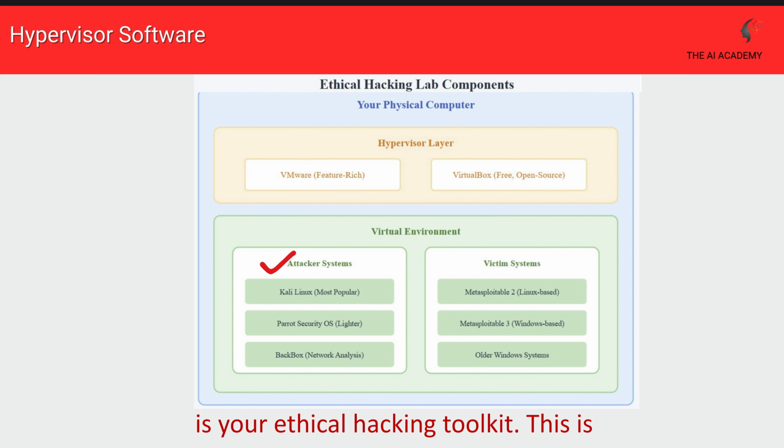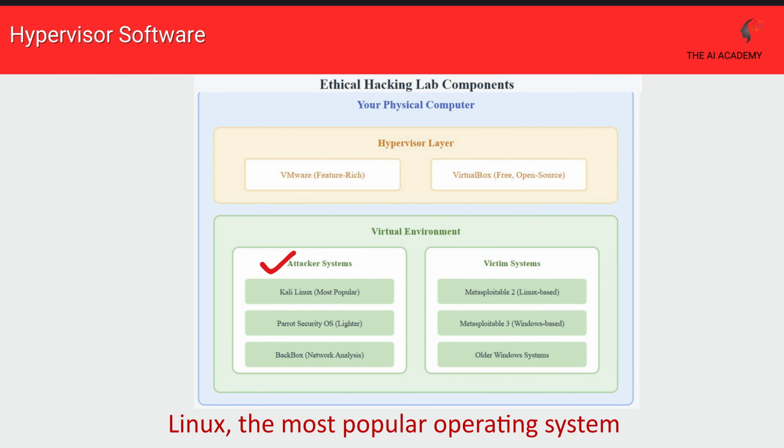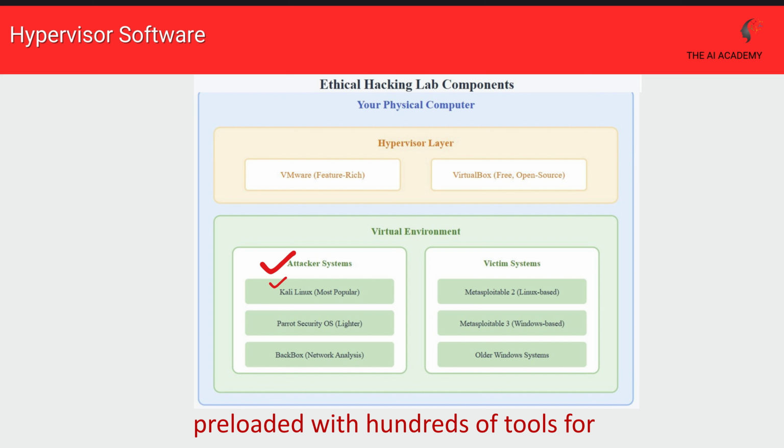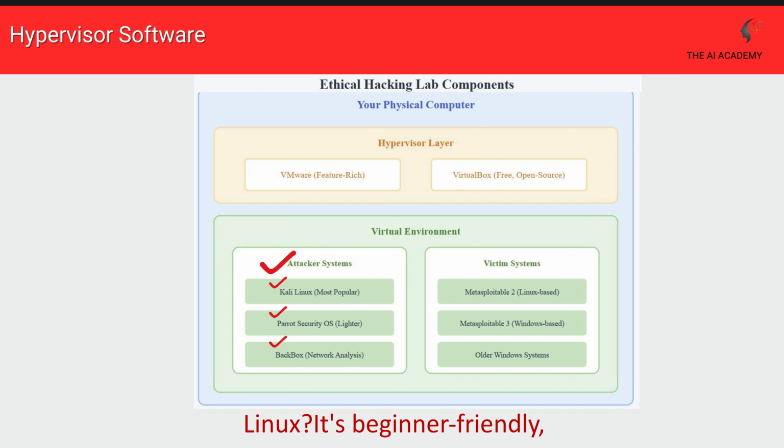The attacker system is your ethical hacking toolkit. This is where you'll perform penetration testing, vulnerability scans, and exploit tests. Recommended options are: Kali Linux, the most popular operating system for penetration testing. It comes preloaded with hundreds of tools for tasks like scanning, exploitation, and forensics. Parrot Security OS, a lighter alternative to Kali Linux with added privacy tools. Backbox, focused on network analysis and security. So, why Kali Linux? It's beginner-friendly, widely used in the industry, and has a massive community for support.